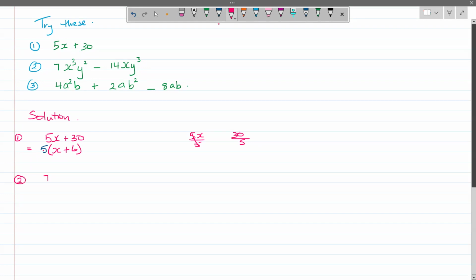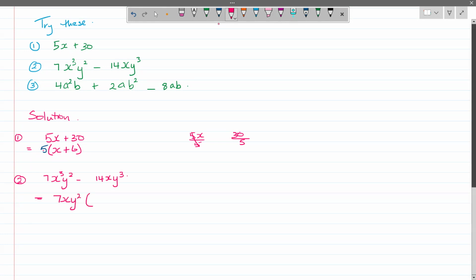The other one we have here, 7x cubed y squared minus 14xy cubed. We're looking at the 7 and the 14. Highest common factor there is going to be 7. Between x cubed and x, you're going to go with the lower of the two, which is going to be x. Between y squared and y cubed, we'll go with y squared.